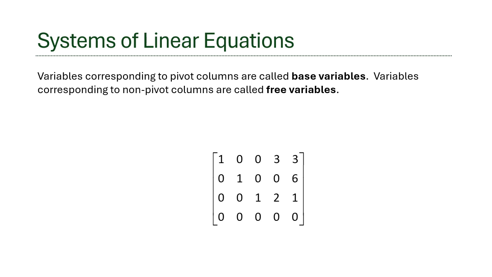Okay, so before we do that, this will be the last set of definitions we need for this process. I do have two more definitions here. Variables corresponding to pivot columns are base variables. Looking at this example, variables x1, x2, and x3 correspond to pivot columns, so those will be the base variables. Variables corresponding to non-pivot columns, like column 4 here, are what we're going to call free variables. We'll talk a little bit about why when we get a little further in here.